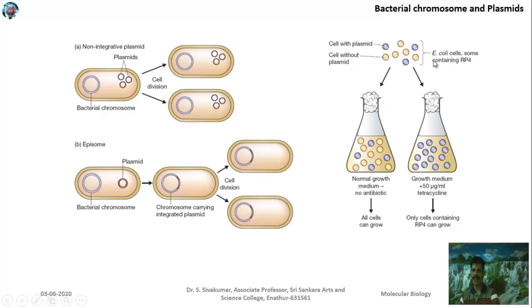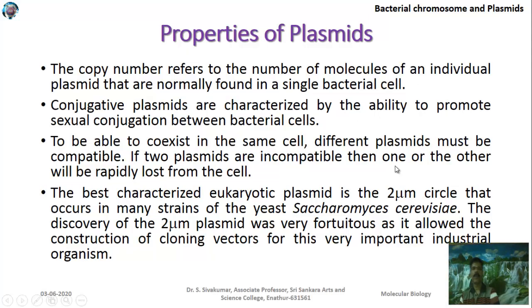Here you can see in this example, due to the presence of a certain plasmid, the organism is going to become a tetracycline resistant organism. So this is what I already told you, that a plasmid will have certain extra characters. It provides some extra character to the organism. So here you can see the properties of plasmids. The plasmid has its own properties.